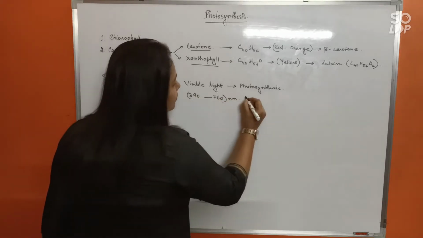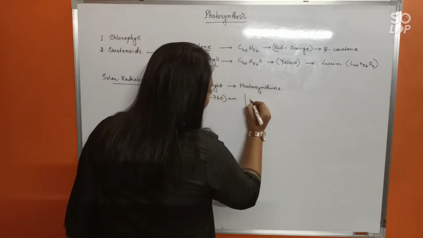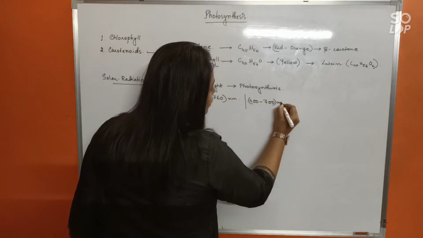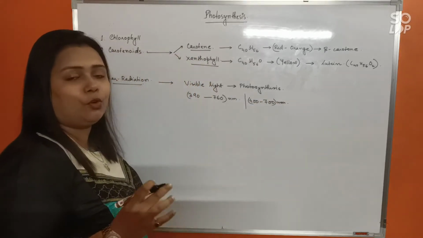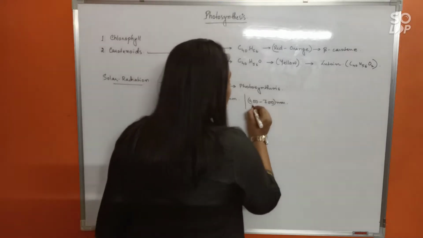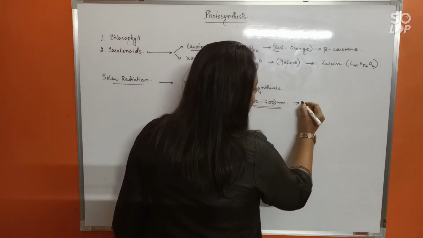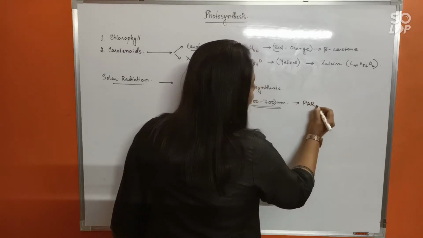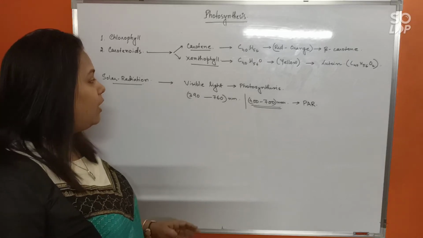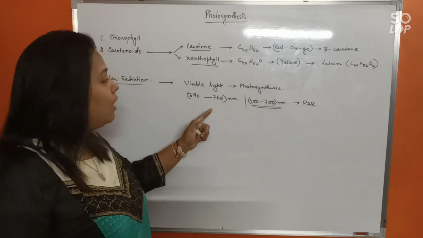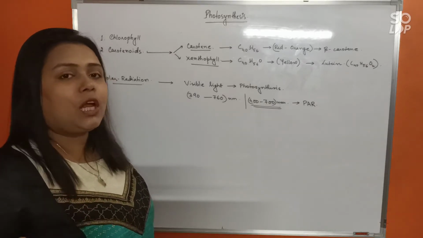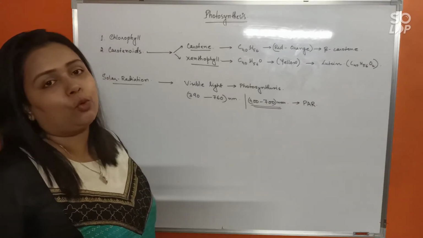Out of which the 400 to 700 nanometer range is the one in which photosynthesis occurs with most efficiency. That's why this range of radiation is called PAR, photosynthetically active radiation. So let us finally split up the entire visible light to observe which lights have which wavelength and where exactly photosynthesis will occur.